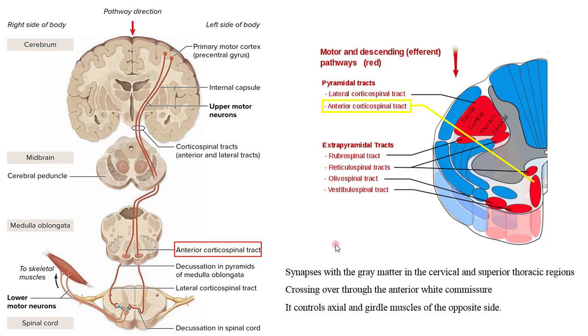Here we can see it in relation to the other tracts. It's a little bit different from its lateral brother in its function, as it only synapses with the gray matter in the cervical and superior thoracic regions to only supply those regions. It joins the gray matter of the opposite side by crossing over through the anterior white commissure. It controls axial and girdle muscles of the opposite side.